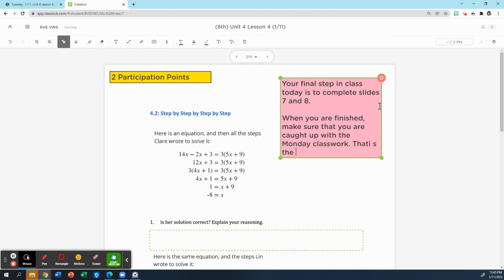That is the only homework for tonight. If you have any questions, make sure that you just send me an email so that we can be sure you're caught up for class on Wednesday.